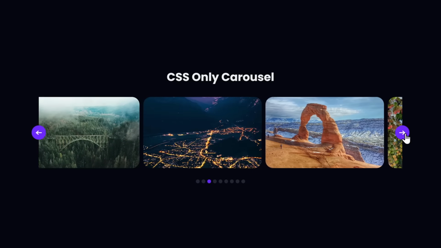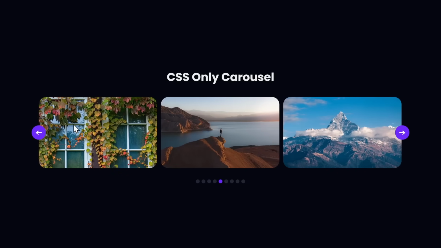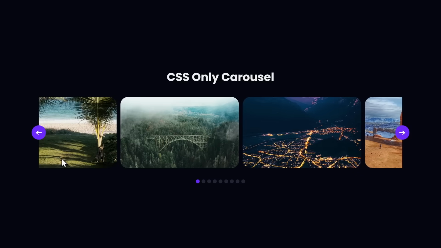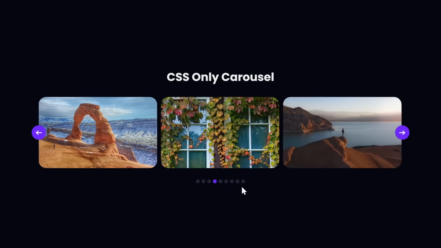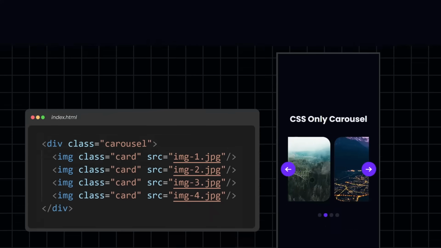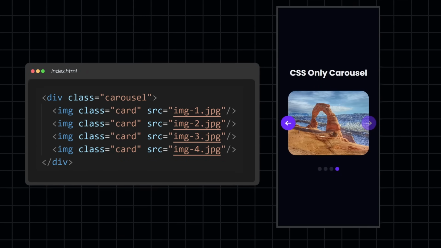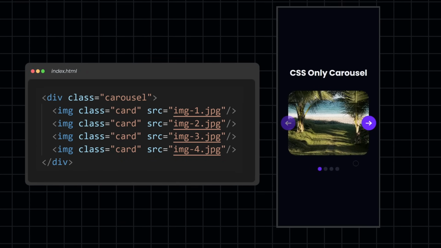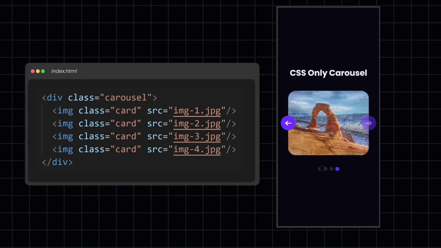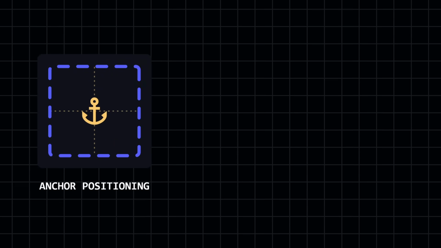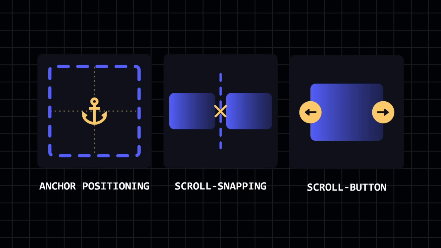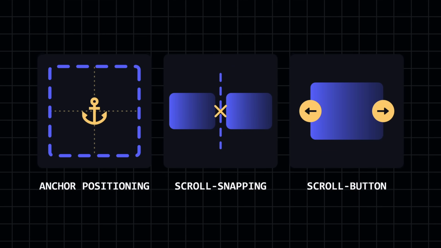What if I told you that this carousel was built with CSS only? Even though we clearly have working buttons that scroll the content, there's no JavaScript here. In fact, I didn't even use much HTML code either. There are no buttons in HTML. And the thing is, to pull this off, I had to combine some of the craziest modern CSS features, like anchor positioning, scroll snapping, and the brand new scroll button feature, which are all going to be explained in this video.